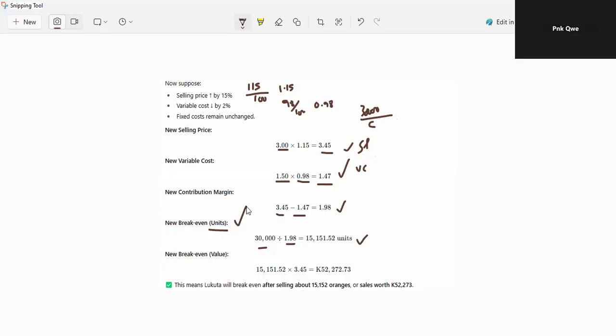In terms of value, you multiply this times the selling price, which is the new selling price here. So 15,152 times 3.45, we're going to get 52,275. So meaning the break even after us selling 15,152 oranges is 52,275. So this is how we would calculate that. I hope that is clear now. All right.